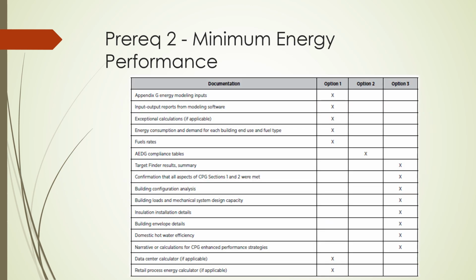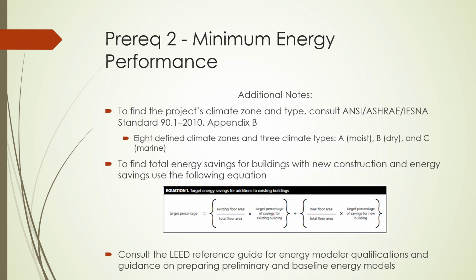And here I've shown the required documentation for the 3 different options. You can see that option 2 only requires the Advanced Energy Design Guide compliance tables. I also want to point out some additional notes. To find the project's climate zone and type, you can consult the standard 90.1-2010 Appendix B. They list 8 different climate zones and 3 different climate types. The climate zone and type is required for the 3 different options.